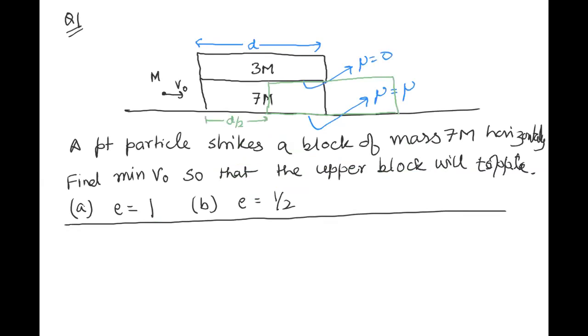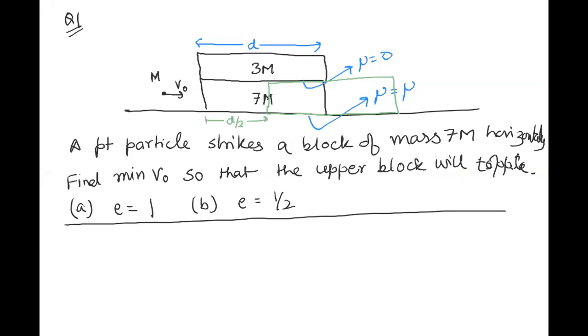So here also, if the lower block, because of the impact, if the 7m block moves towards the right by a distance of d by 2, okay, then that should be sufficient condition for the 3m block to topple, to fall down.